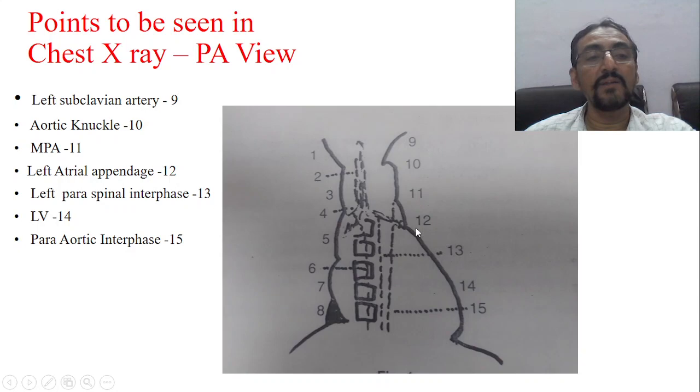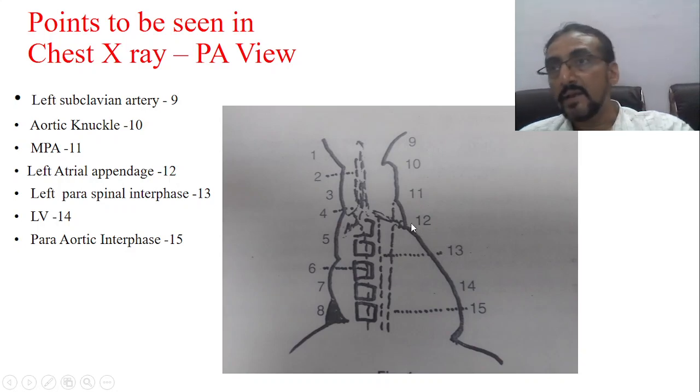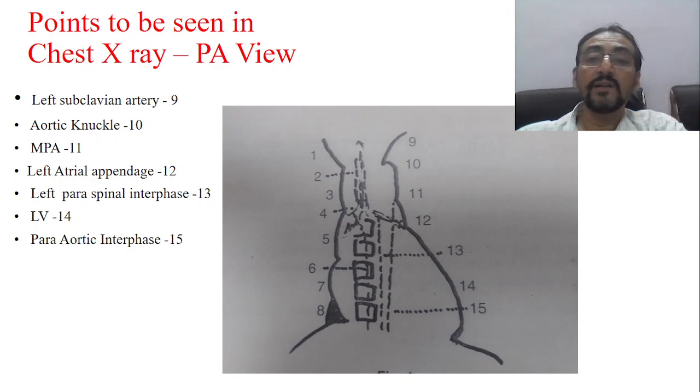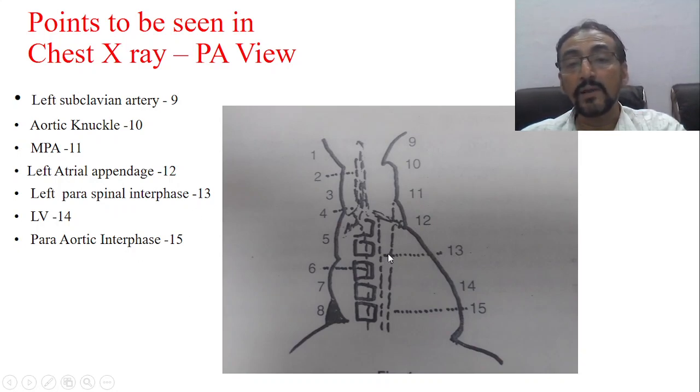Now number 12, just below that. This is nothing but the left atrial appendage. The atrium has an appendage in the left atrium, not in the right atrium. So that is the appendage portion. Now left paraspinal interface, 13. So see, look over here.